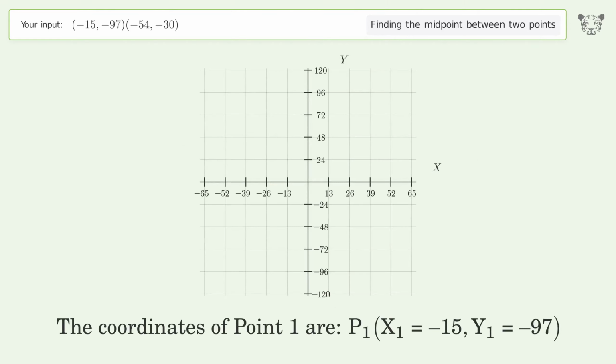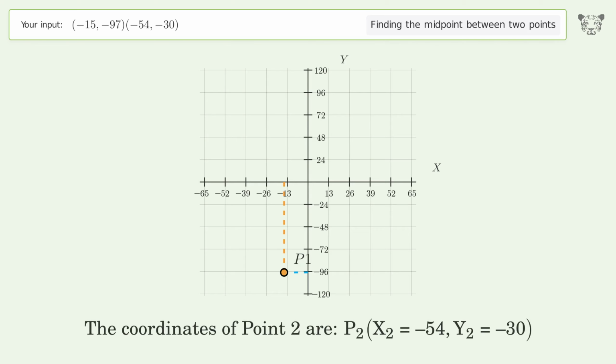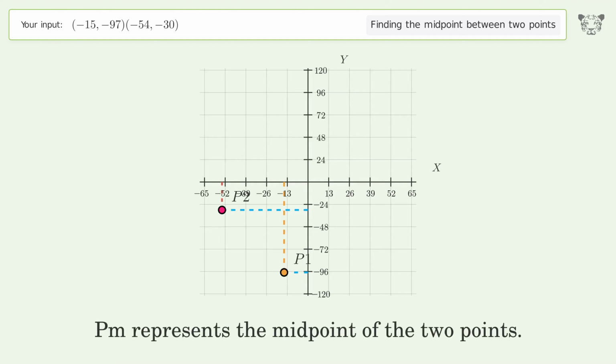The coordinates of point 1 are x1 equals -15, y1 equals -97. The coordinates of point 2 are x2 equals -54, y2 equals -30. PM represents the midpoint of the 2 points.